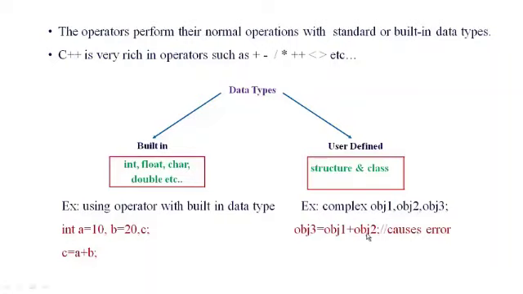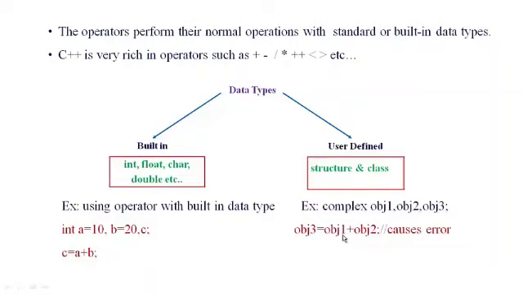This is an example on user-defined data types. Complex is a user-defined data type, and object 1, object 2 and object 3 are variables of this type. So, I am applying plus on object 1 and object 2, which belong to a user-defined data type. When we write these statements, the compiler will show an error because the compiler knows how to add numbers using plus, but the compiler does not know how to add objects using plus.